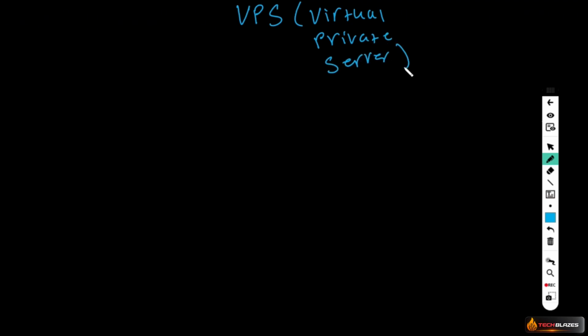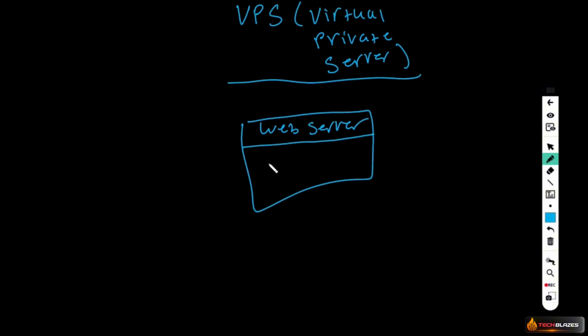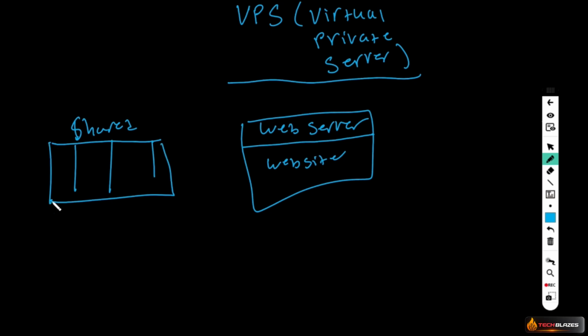So the next type of hosting we're going to talk about is a virtual private server, or VPS. So what is a VPS? With a VPS, you basically lease a web server from a company, and you get it all to yourself. The difference between this and the shared hosting is, instead of having to share all of the resources for the web server, right, for your website, you just get it all to yourself.